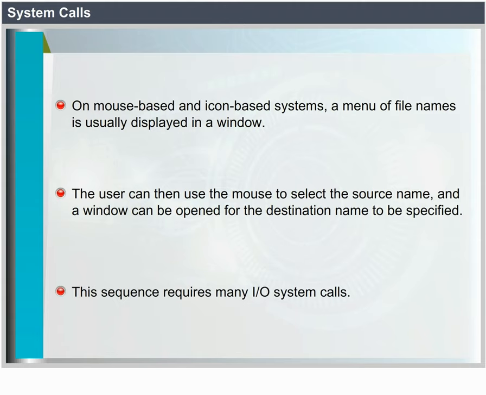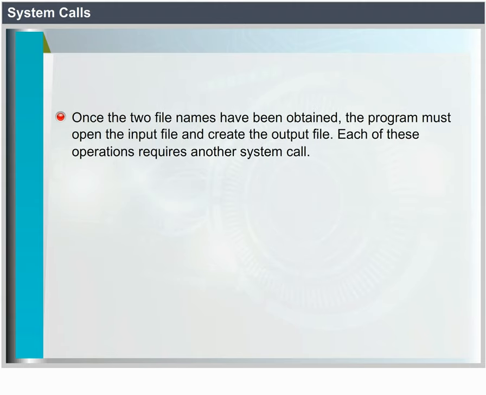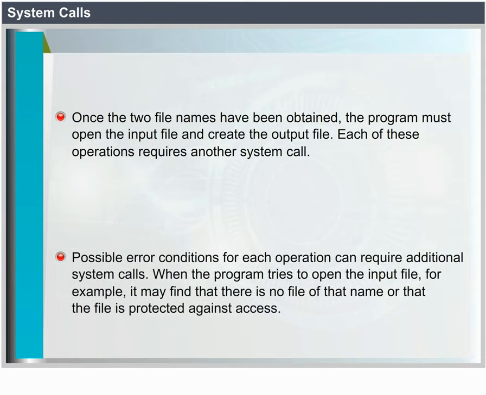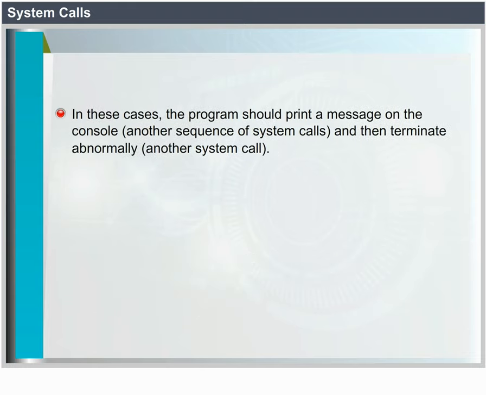Once the two file names have been obtained, the program must open the input file and create the output file. Each of these operations requires another system call. Possible error conditions for each operation can require additional system calls. When the program tries to open the input file, for example, it may find that there is no file of that name or that the file is protected against access. In these cases, the program should print a message on the console, another sequence of system calls, and then terminate abnormally, another system call.